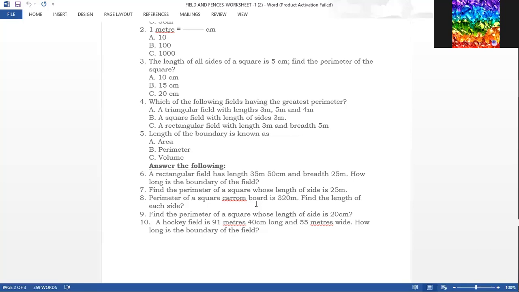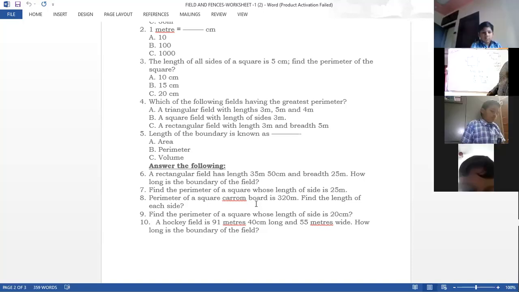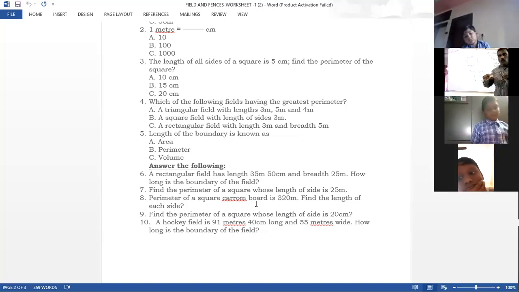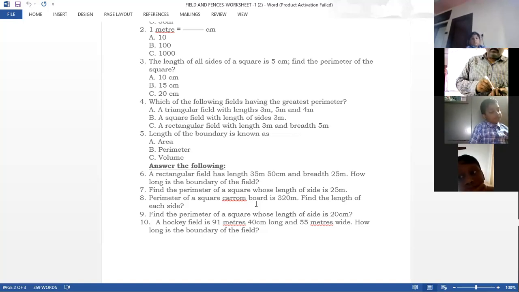Generally, when the side is given, we find the perimeter. Now, when the perimeter is given, what is the side? All four sides added give 320, so each one will be 320 divided by 4. That is the method.